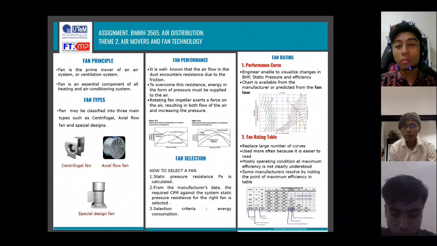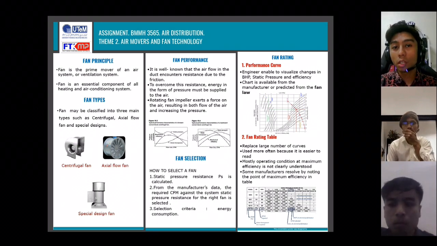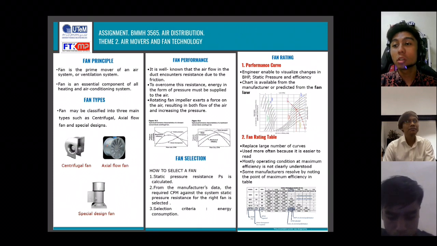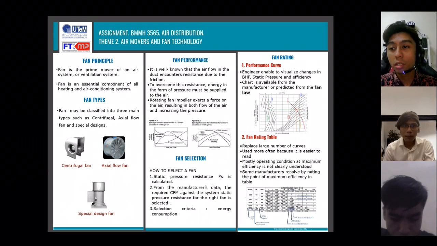The next way of finding fan rating is by using fan rating table. Fan rating table already replaces a large number of curves, and it is used more often because it is easier to read. But mostly the operating condition at maximum efficiency is not clearly understood, and some manufacturers resolve this by noting the point of maximum efficiency in the table. So here is an example of a fan rating table.